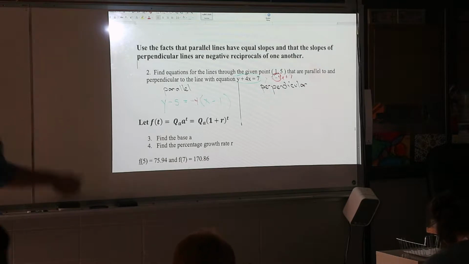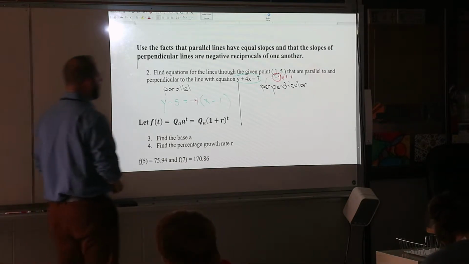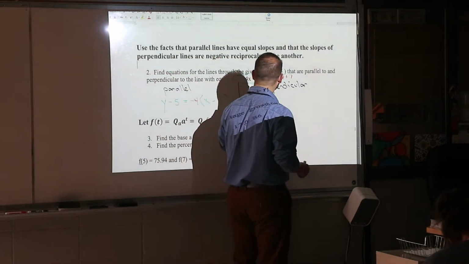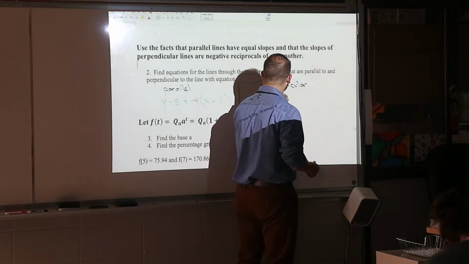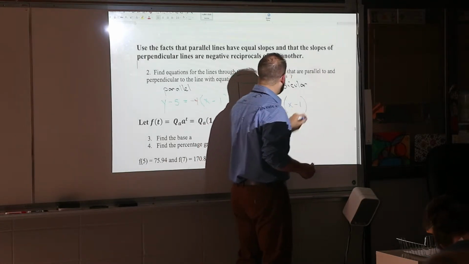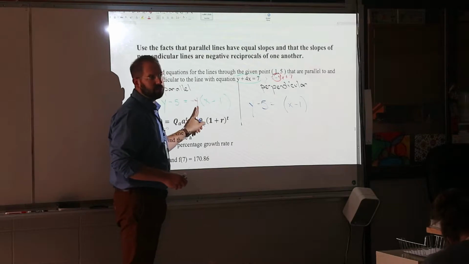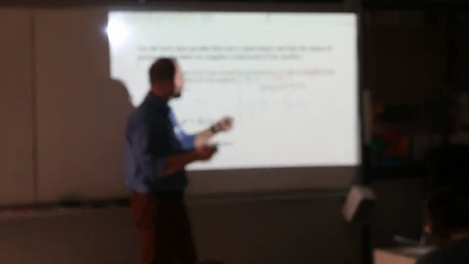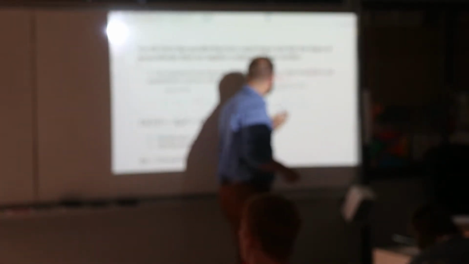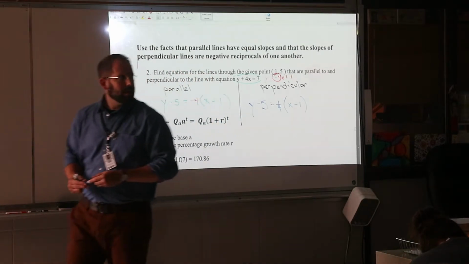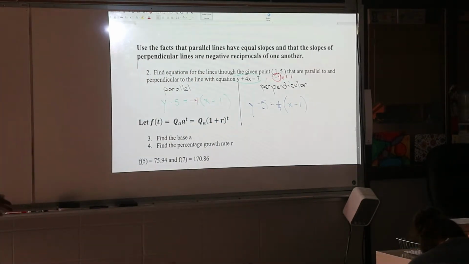Now, if you didn't hear Reese, he was talking about if we're going perpendicular, basically the only difference in the formula is that the slope was changed, and the slope is the opposite reciprocal of this one. You flip it over and change the sign. So it's going to be 1/4 and positive. That's the only difference.